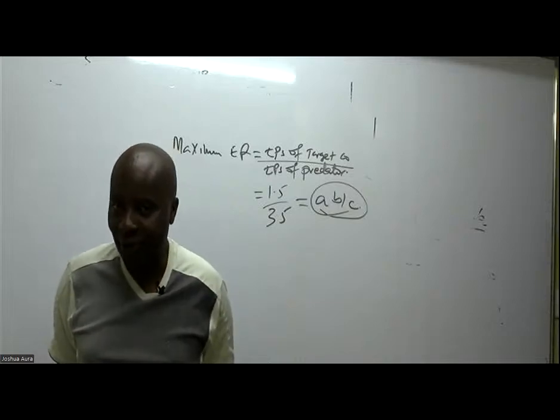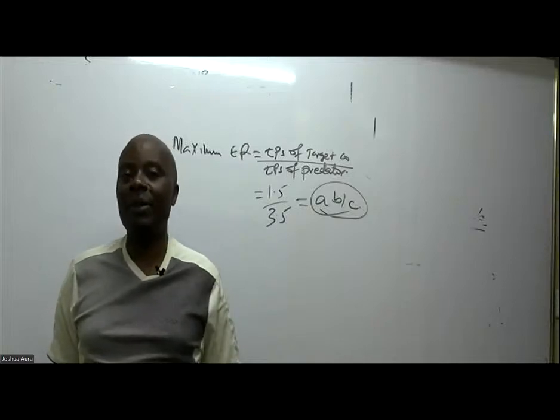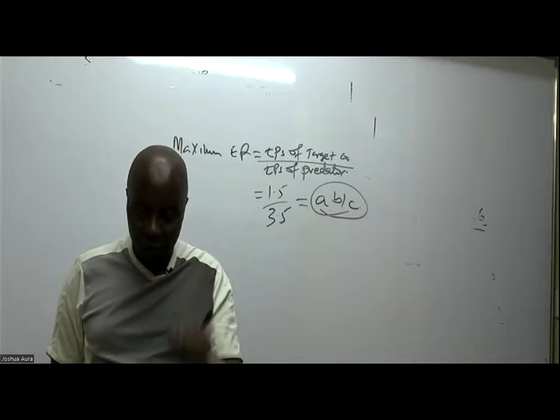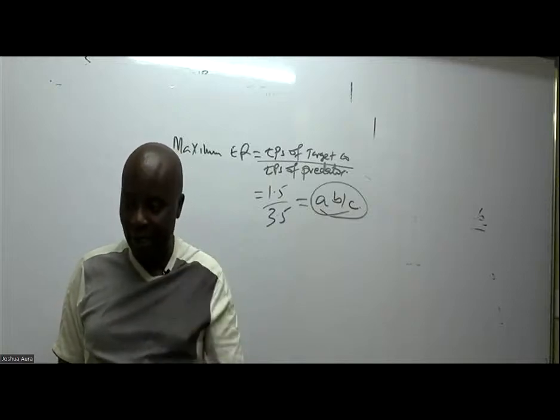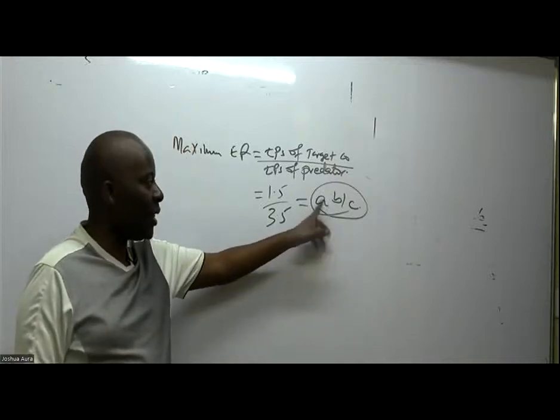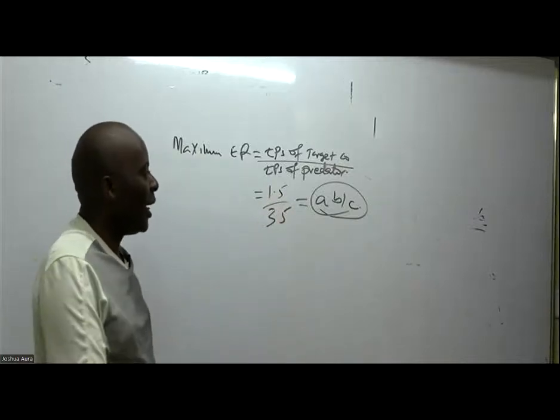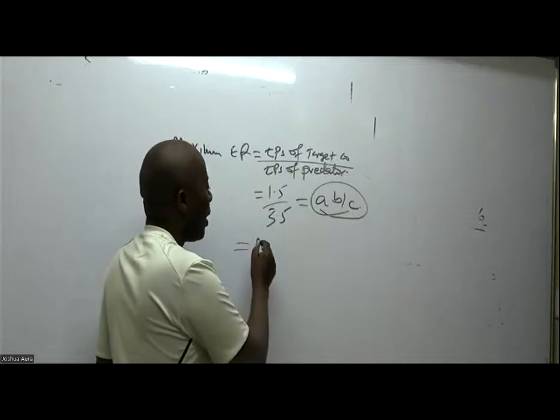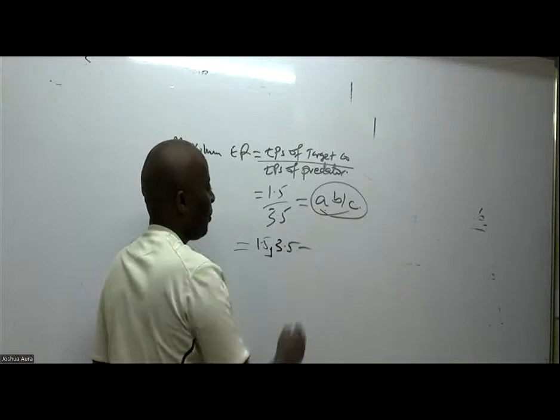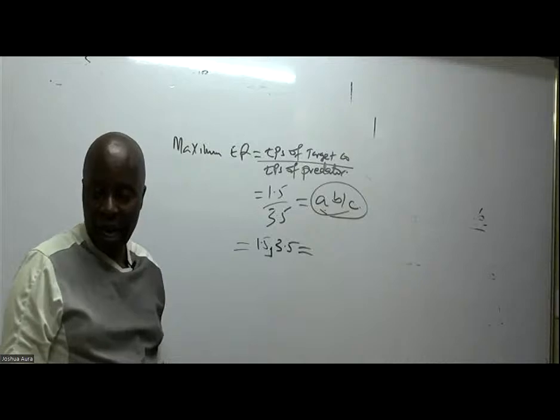This is a machine. Garbage in, garbage out. Make sure you punch it very well. 1.5 over 3.5 equals, and then ABC. There is this button called ABC. You can even say 1.5 over 3.5 and see whether your calculator will give you the 3/7.